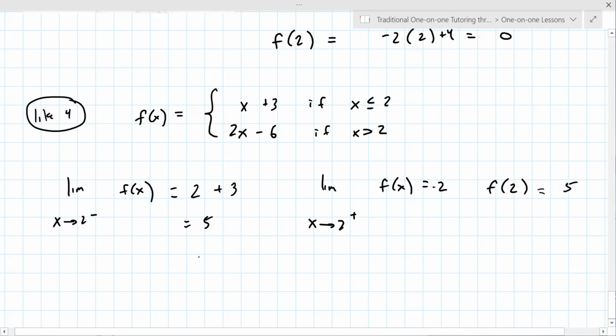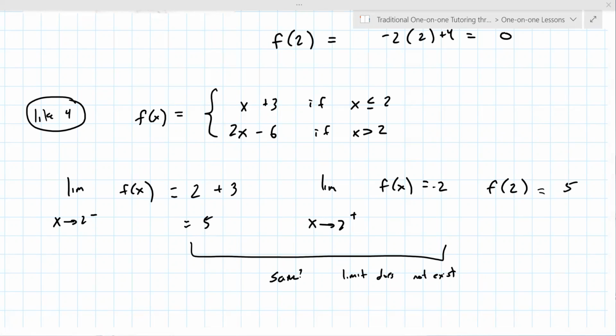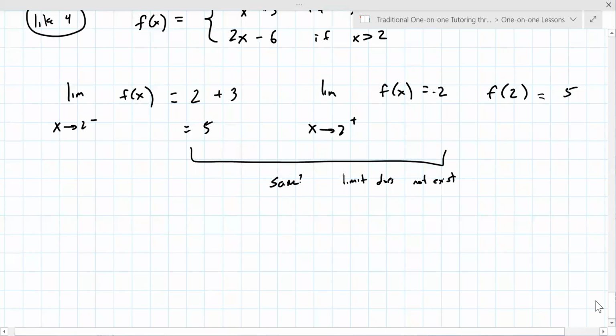Okay. So are these two values the same? No. So the limit does not exist. Yes. Okay. So that's one concept to think about. Let me look and see what it actually asks here. See what other things I can ask you to do. Okay. So since the limit does not exist, meaning they're different numbers, that's called a jump.